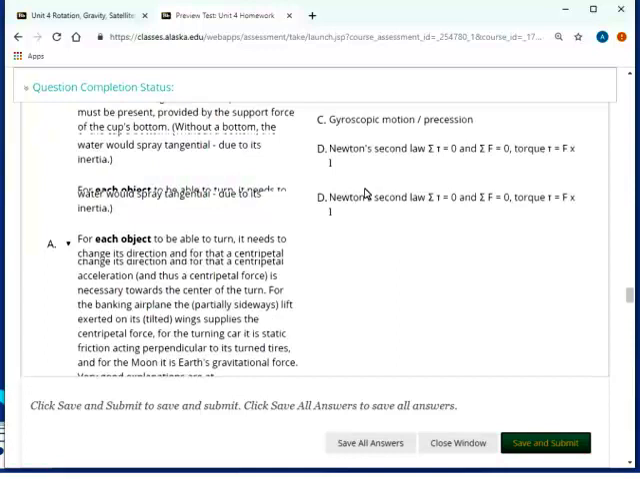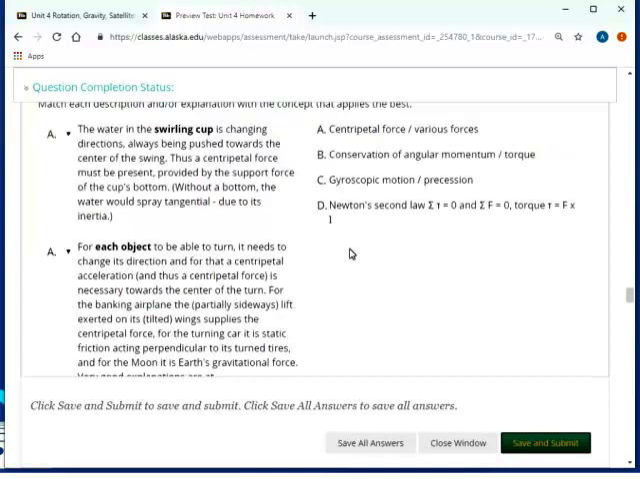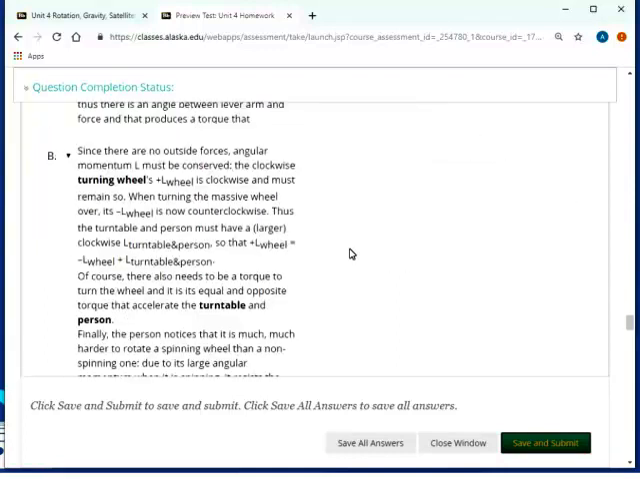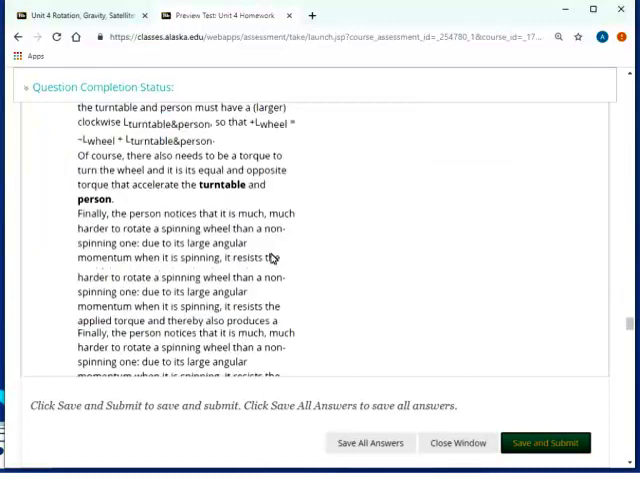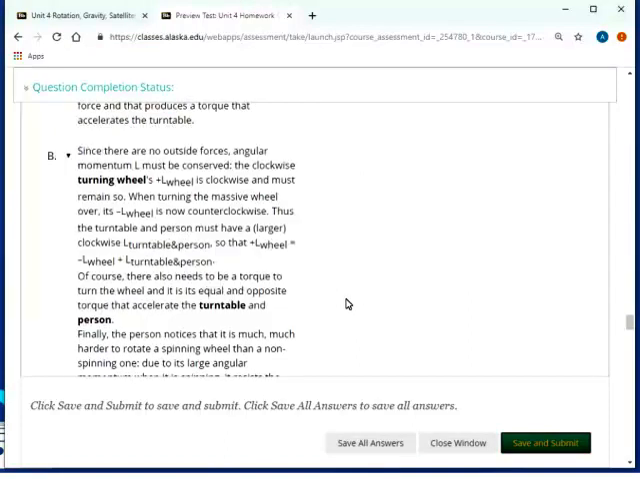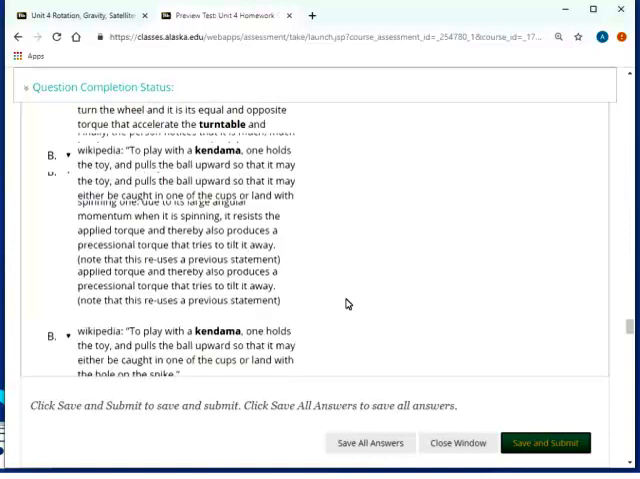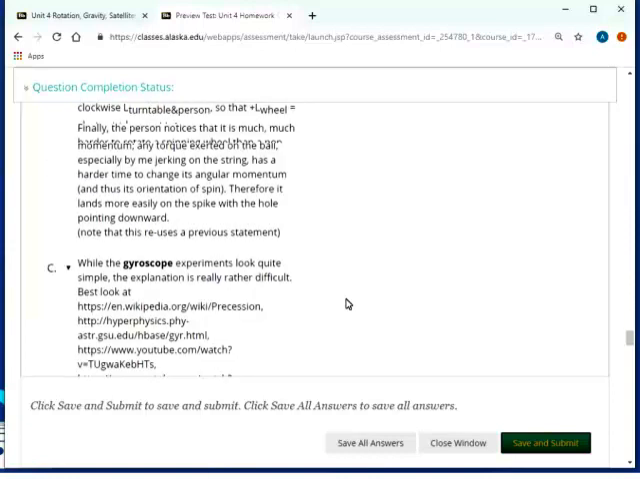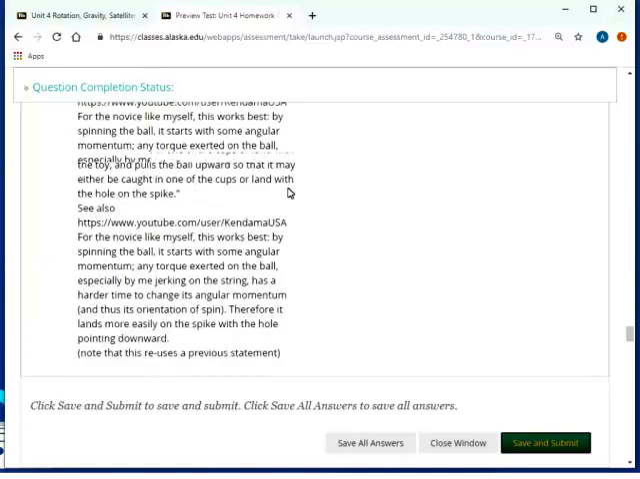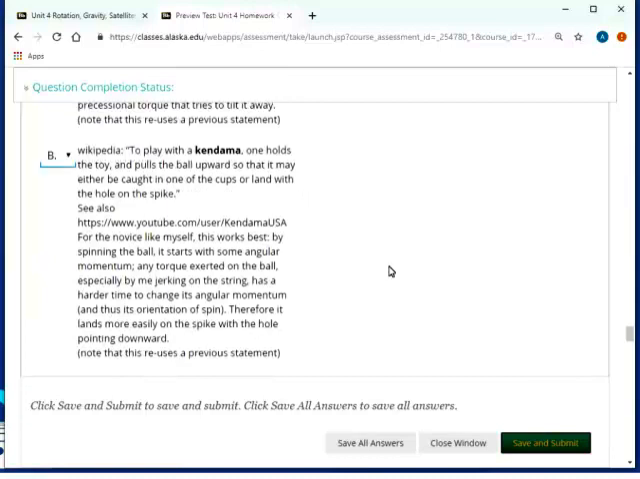Let's see if that's true. Ooh, no, it's conservation of angular momentum. Oh, okay, that's the one where you turn the wheel upside down. But then there should be one more about the gyroscope. Yeah, there it is. And then the kendama, which is a Japanese toy.